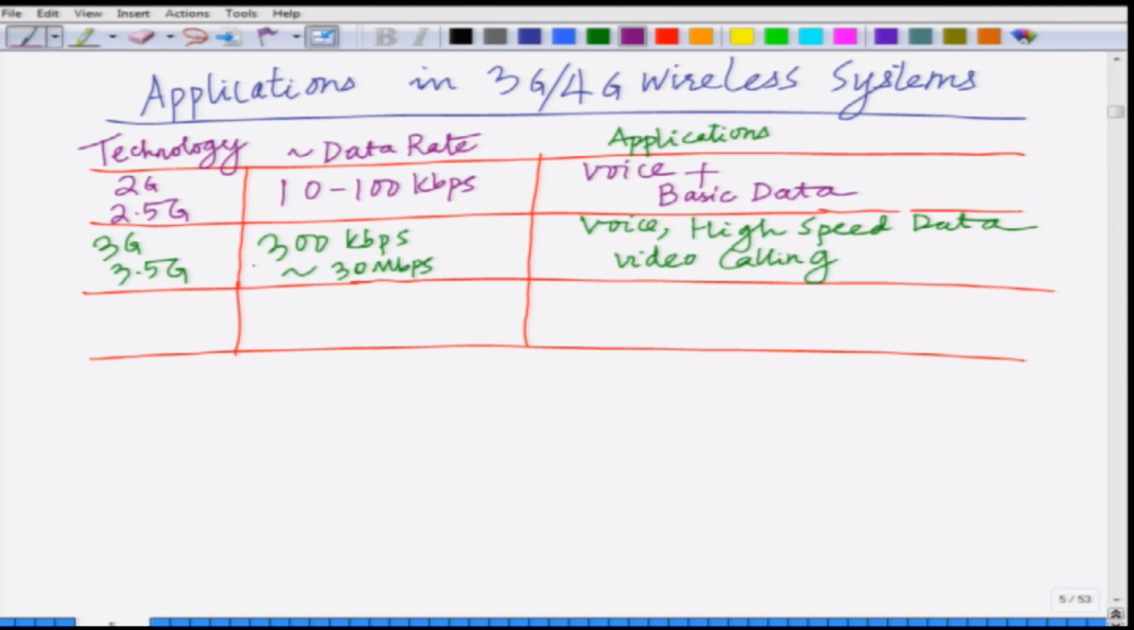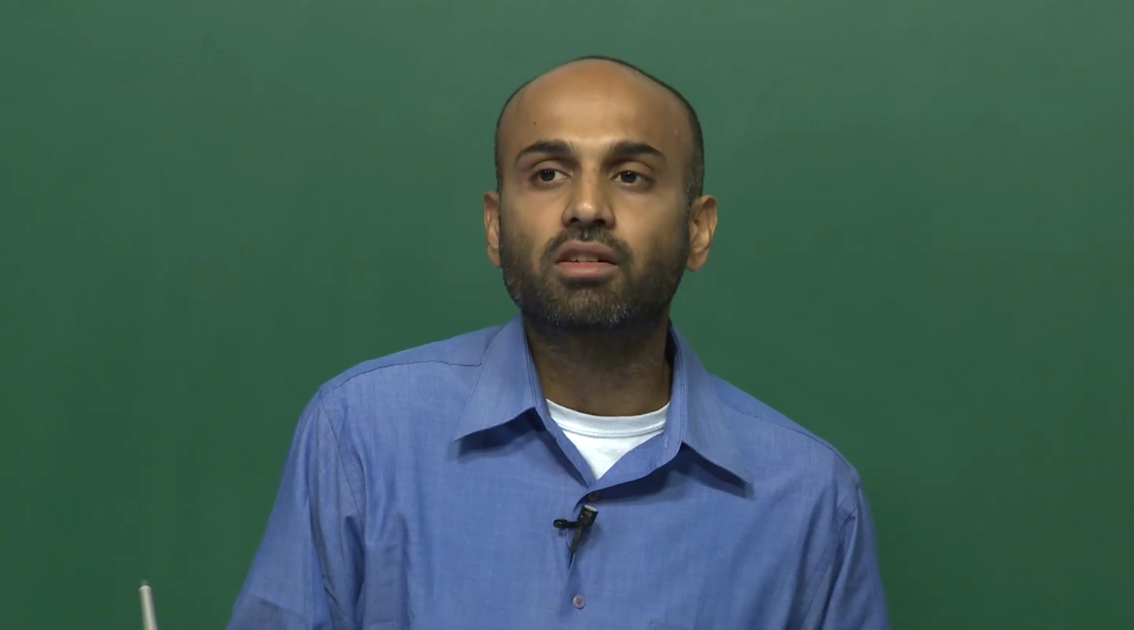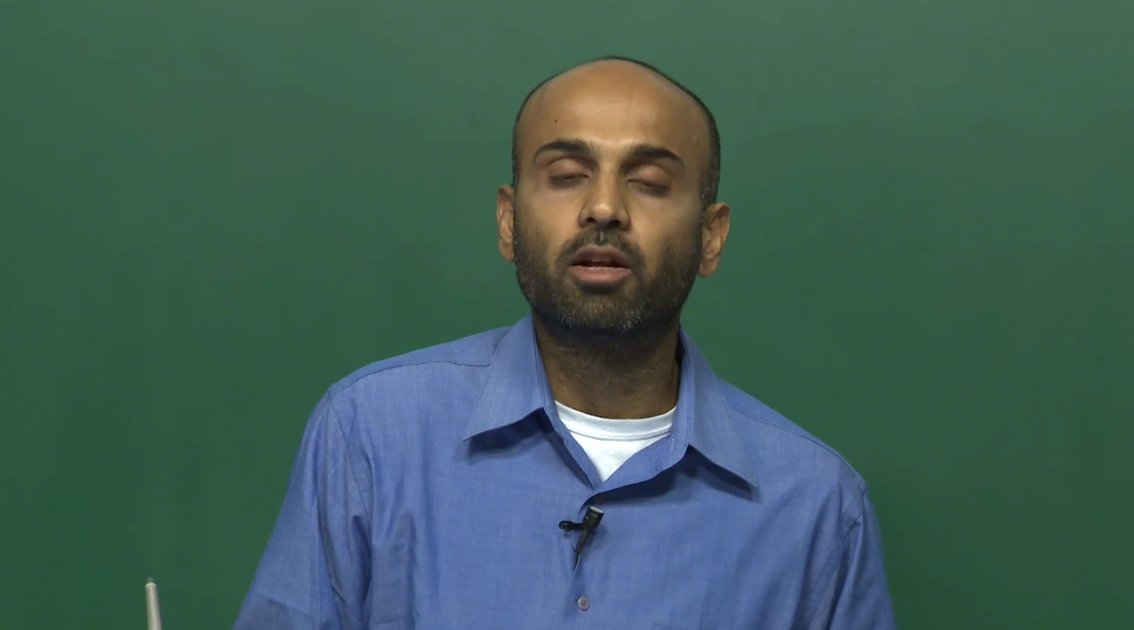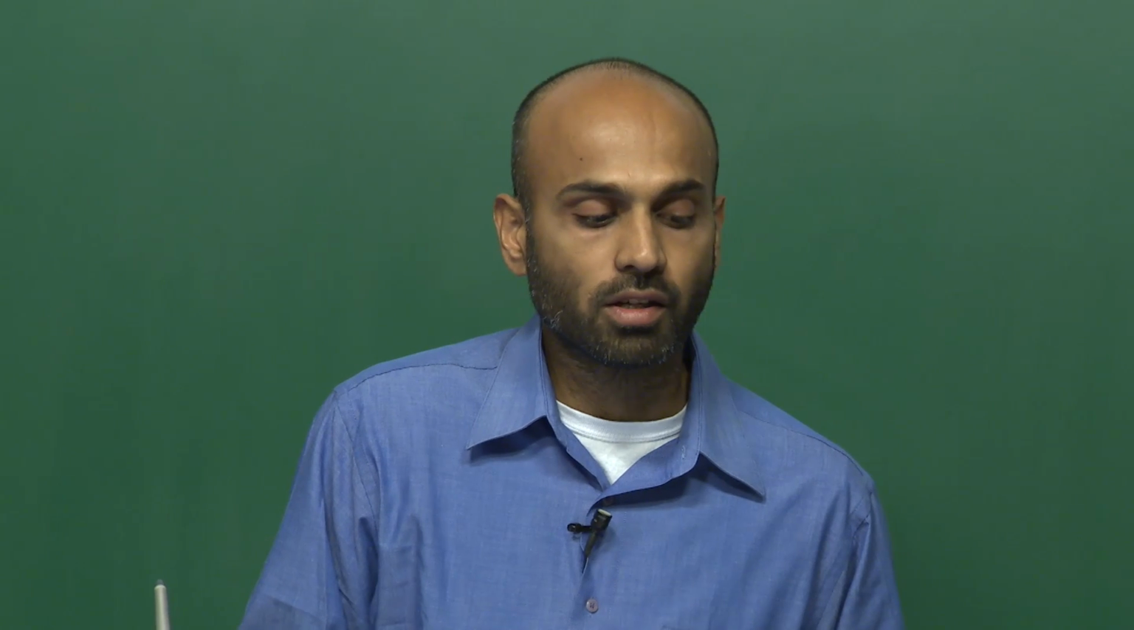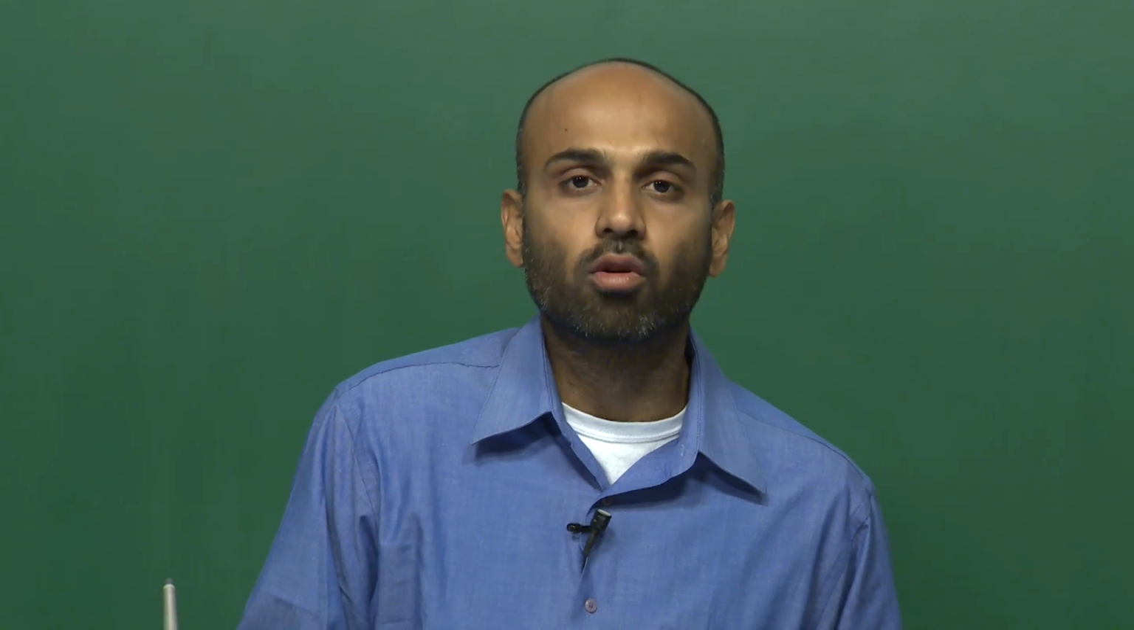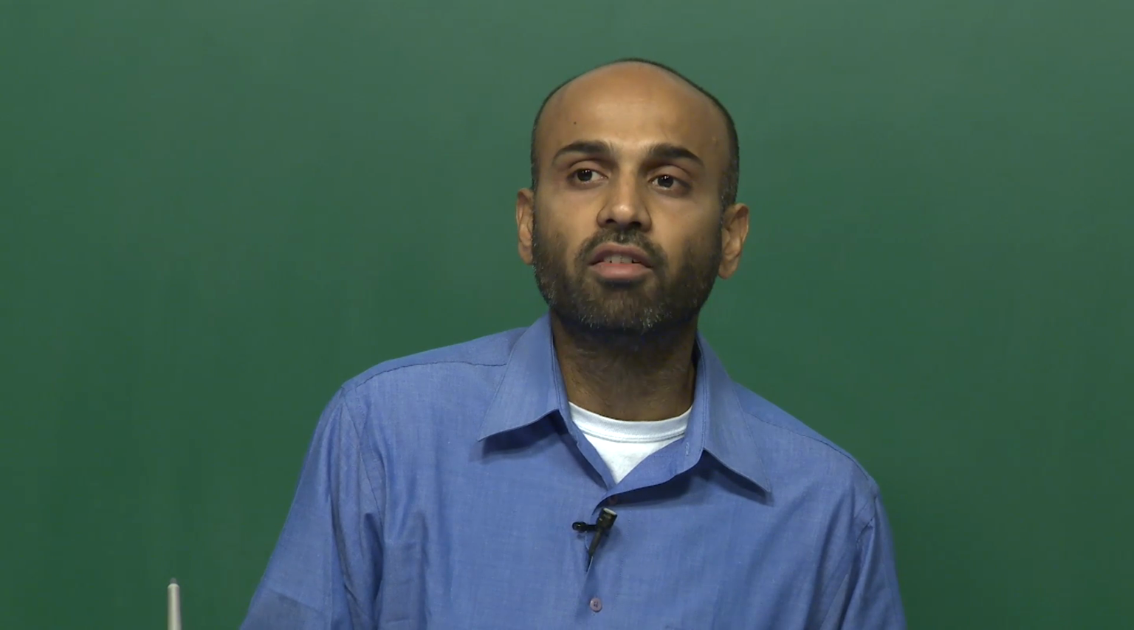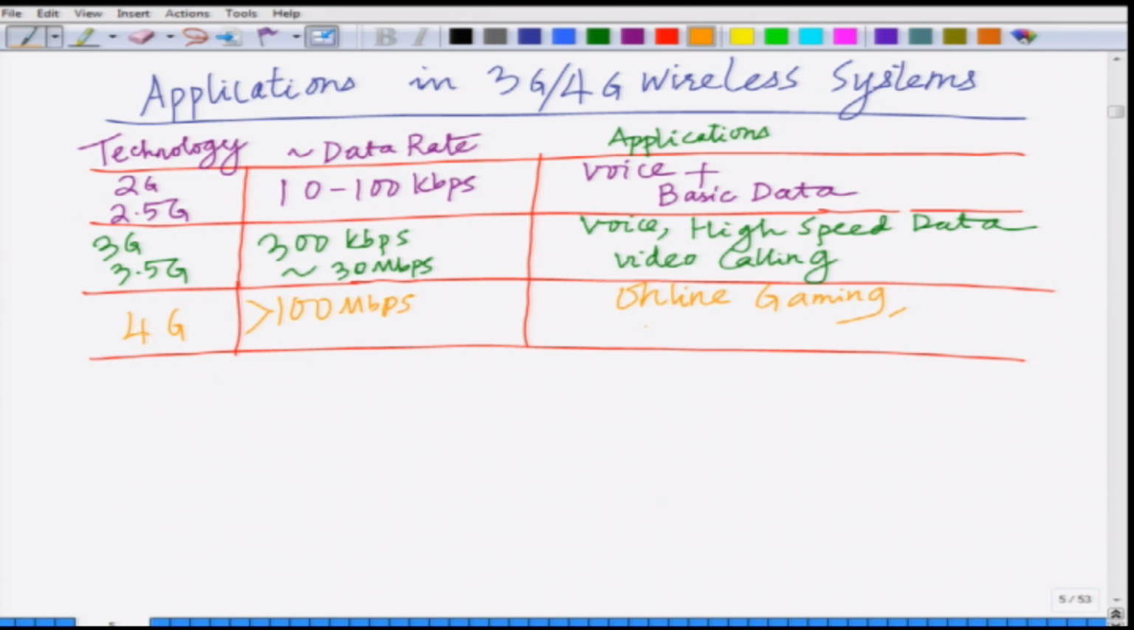And further, this has led to 4G, and in 4G we have data rates in excess of 100 megabit per second, and this has led to a plethora of applications such as online gaming, which requires fast transmission of high definition video between multiple players who are participating in this gaming application. Also high definition multi-party video conferencing, and HDTV, transmission of high definition TV content. So online gaming, video conferencing, and HDTV are all applications that are made possible by the fourth generation of wireless communications systems.